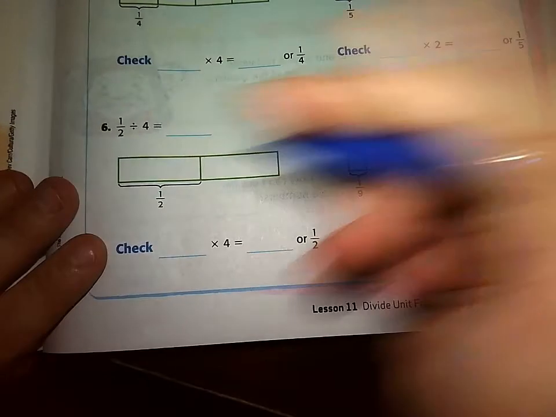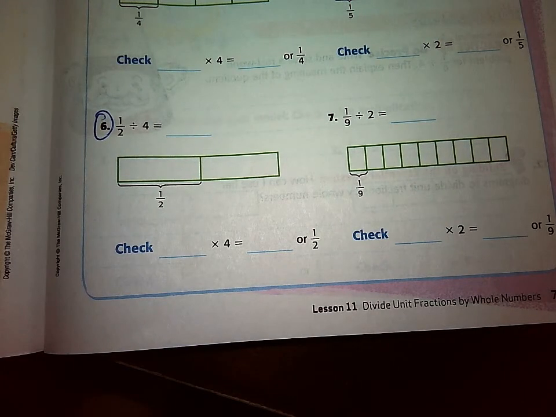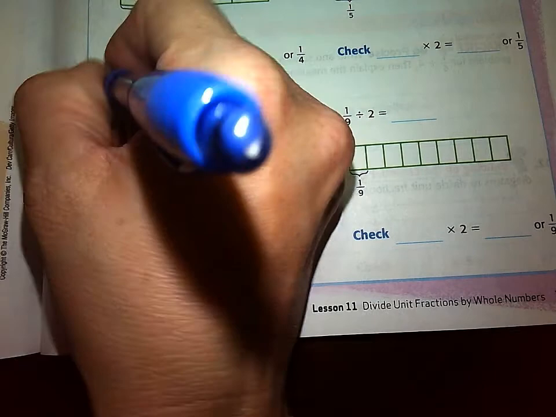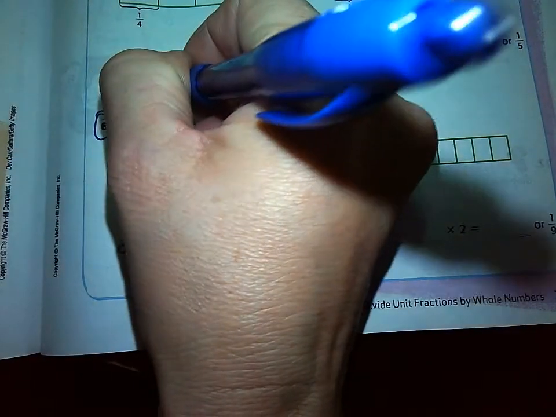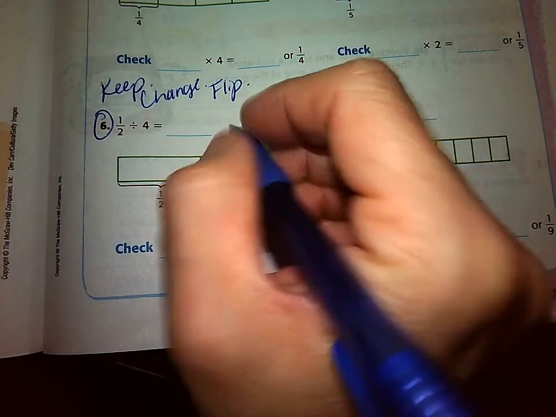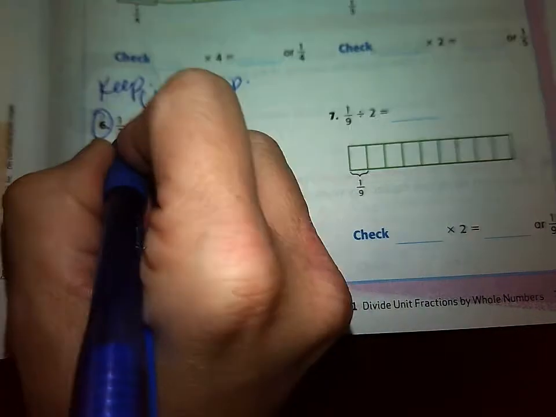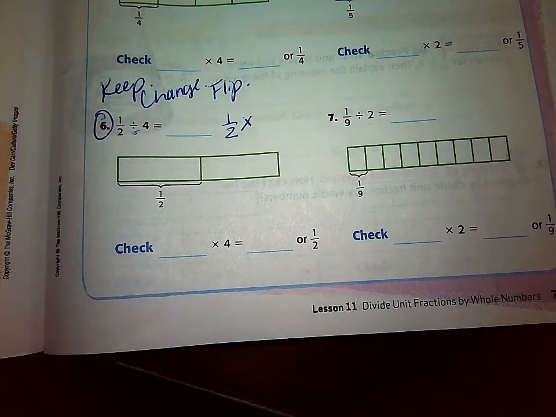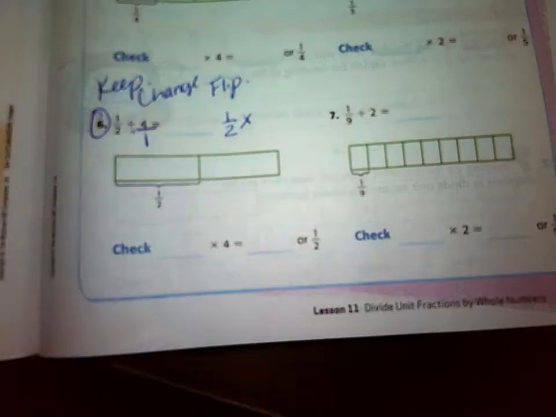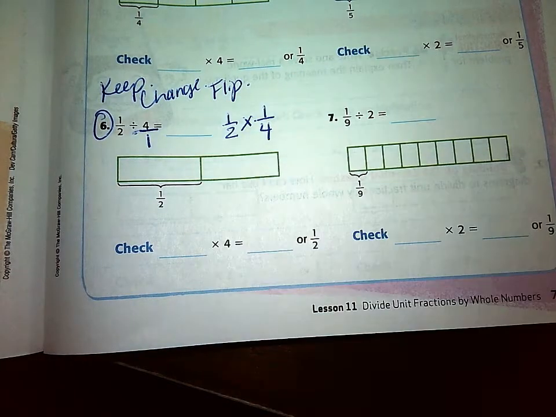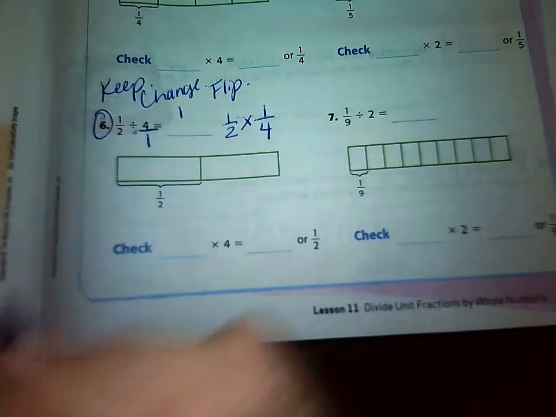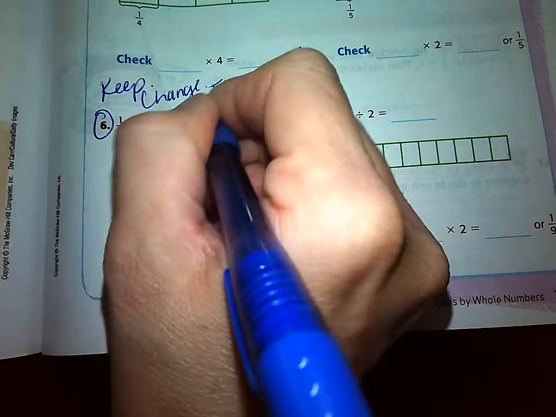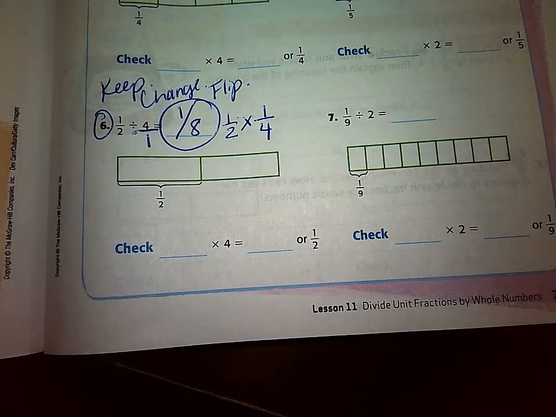Okay, I want you to try to do number 6 on your own, just number 6. Pause the video here, try to do number 6 on your own. 1/2 divided by 4. Remember, keep, change, flip. Okay, so you should have kept 1/2, you keep it, you change your sign to multiplication, and you flip. This was 4 over 1, it's now 1 over 4. Then you multiply. 1 times 1 is 1. 2 times 4 is 8. You should have got 1/8 on that one.